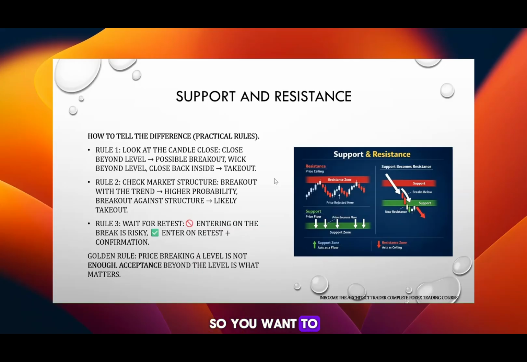The second rule is that you want to check market structure. Break out with the trend. You want to understand, are you even trending up? If you see a break of the resistance going upward and it's still above the bullish structure, there's a high probability that the breakout will happen. If it's a breakout against structure, it might just be a fake out. You just want to be cautious.